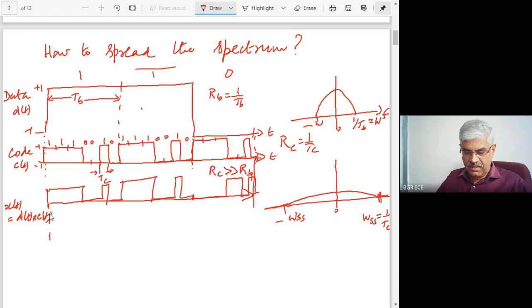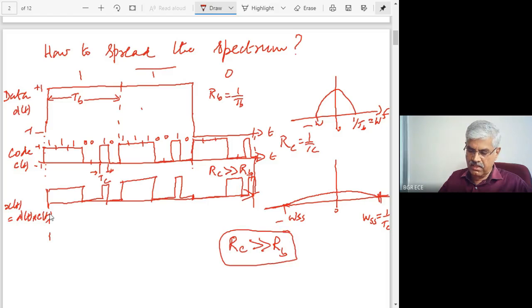So the highest frequency in the spectrum depends upon the bit rate. You can call this RB and this RC. Here the highest frequency is RB, and here the highest frequency is RC. So RC is much greater than RB. That is how we have selected. RC is very much greater than RB. This is what we have selected.